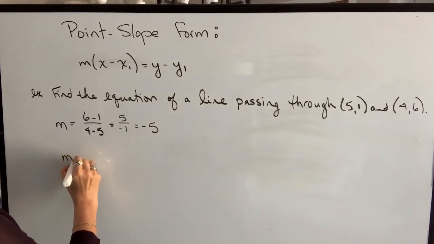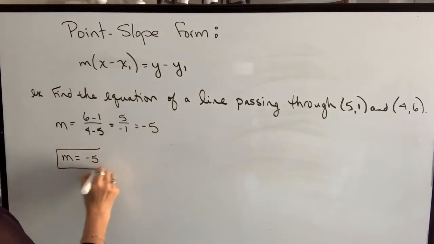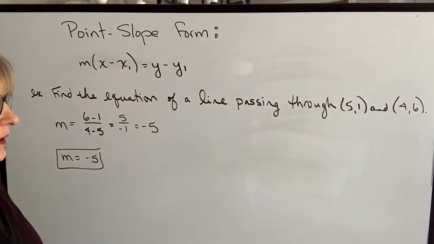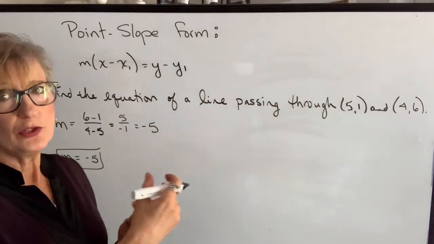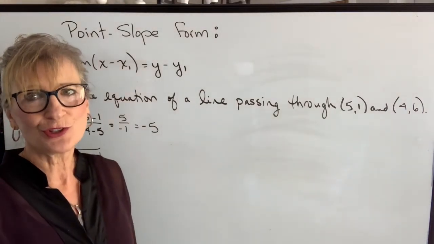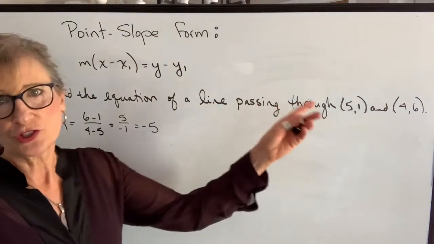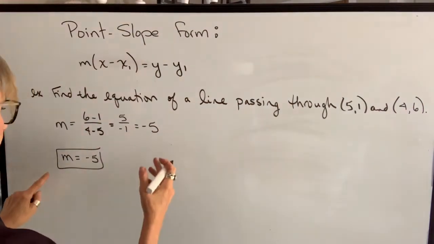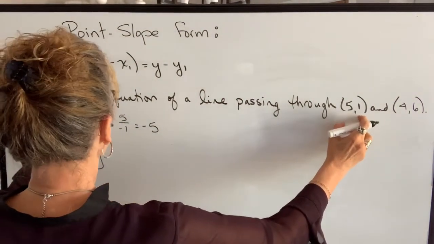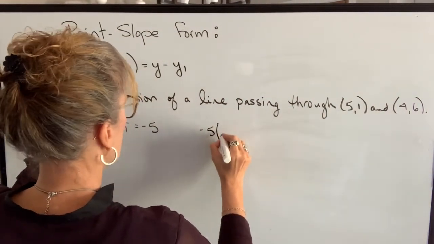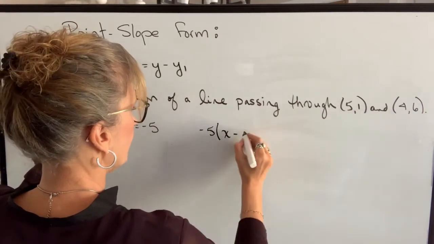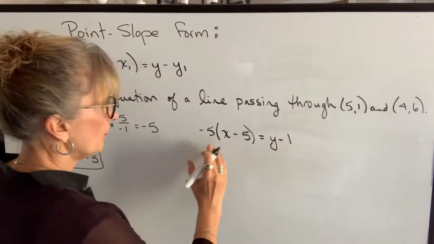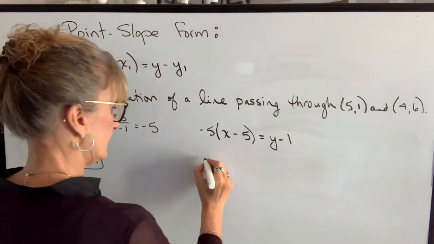I have a slope, and I have 2 points. I only need 1 point to find the equation. I'll do it with either point so you can see I end up with the same equation either way. But it doesn't matter, just choose one and you'll get the same equation as if you had chosen the other one. So I will choose the first point, so m, which is negative 5, times x minus, this is my x1 of 5, will equal y minus y1.